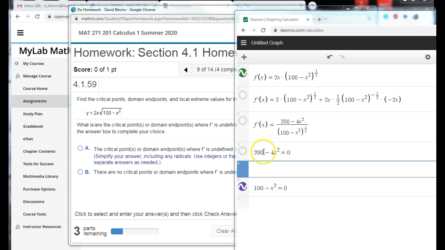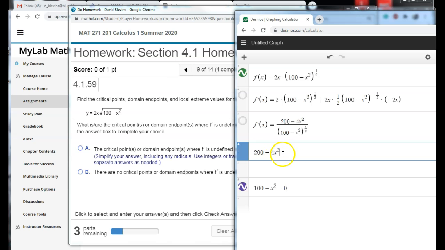So let's start with this. If I take this thing and set it equal to 0, that's going to be moving that 4x to the other side. If I divide both sides by 4, I'll have a 50 on this side. So x squared equals 50. That means x is equal to plus or minus the square root of 50.